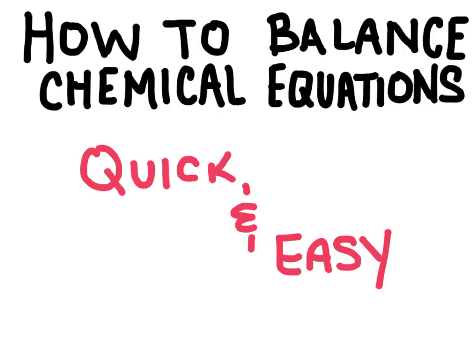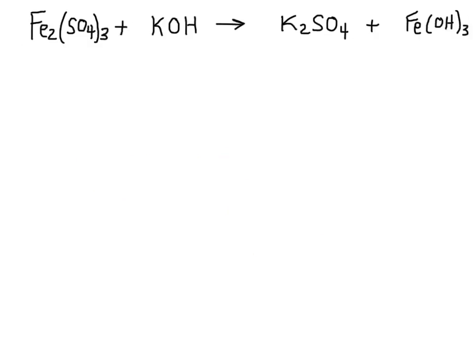In this video, we're going to talk about how to balance chemical equations. This is a quick and easy method that will work for any chemical. So here's the equation we're going to work with. The first thing I'm going to do is draw a line that divides the reactant side of the equation from the product side of the equation. So I'm just going to put a line right down the middle.